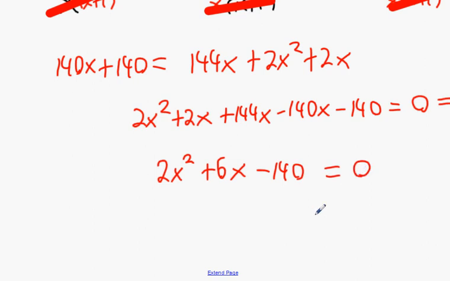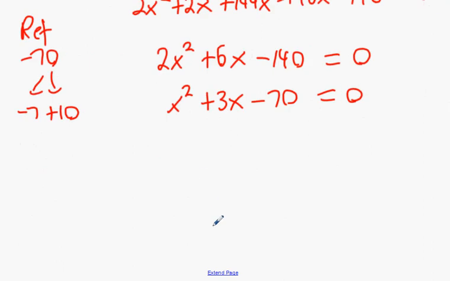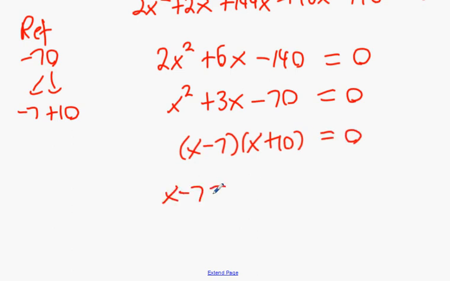I'm going to divide by 2. X squared plus 3x minus 70. What numbers will produce minus 70? Yep, I'll go for minus 7 plus 10. I could do it the extended way, but I think I'll go right to the answer with this one. Which answer am I allowed? X equals 7 or x equals minus 10. So the answer has to be x equals 7.